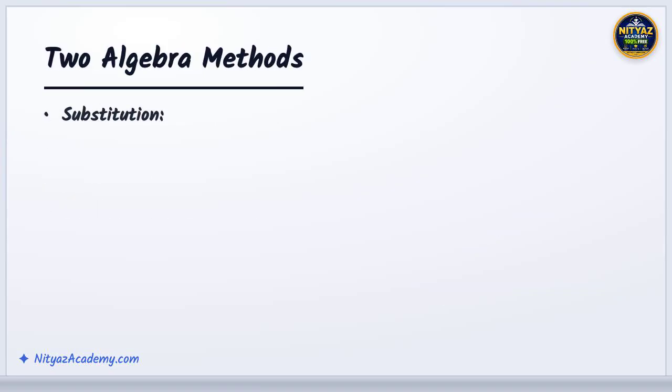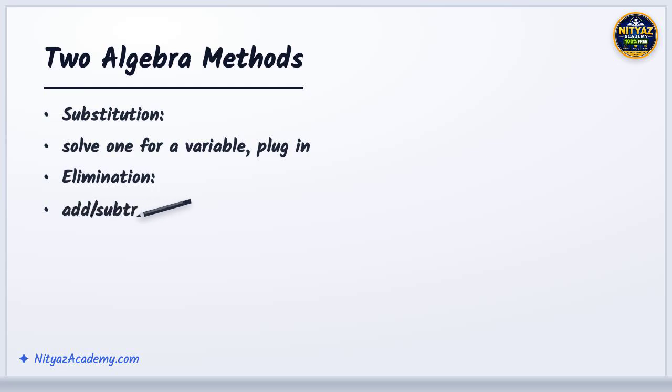There are two reliable algebra methods. Substitution. Solve one equation for a single variable, then plug that into the other. Elimination. Add or subtract the equations, so one variable cancels out. Pick substitution when a variable is already alone. Pick elimination when terms line up to cancel. Both lead to the same answer.